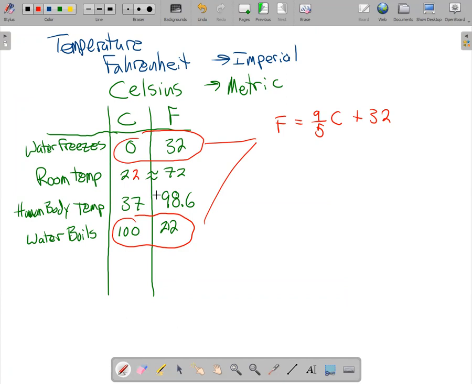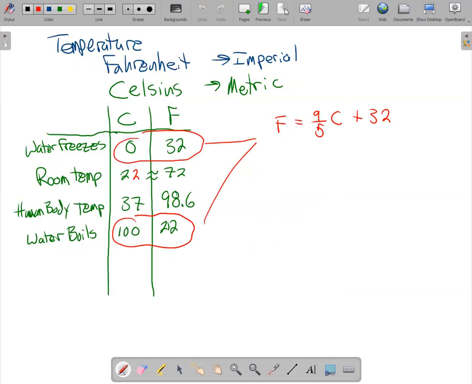So these are some good numbers to be familiar with. In particular, water freezes at 0 degrees Celsius, 32 Fahrenheit. Water boils at 100 degrees Celsius, 212 Fahrenheit. And if you were to be measured for your body temperature with a Celsius thermometer, you would come out, if you're normal and healthy, around 37 degrees Celsius. All right, temperature.